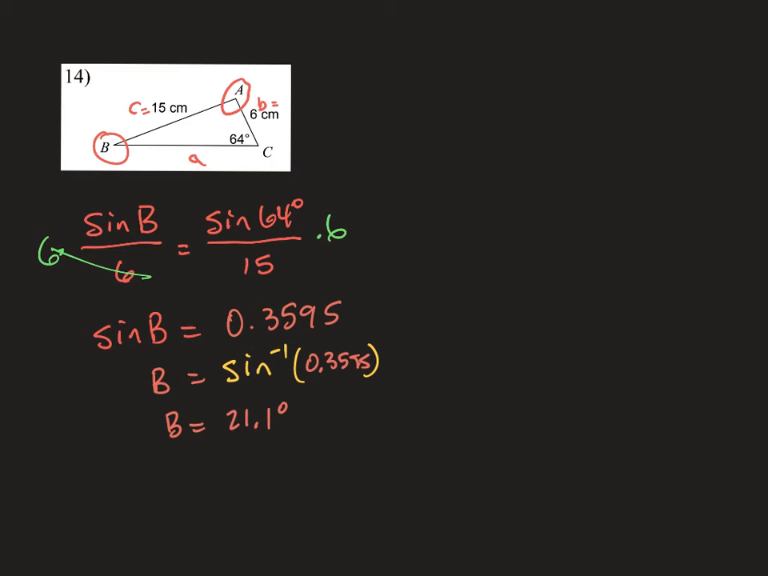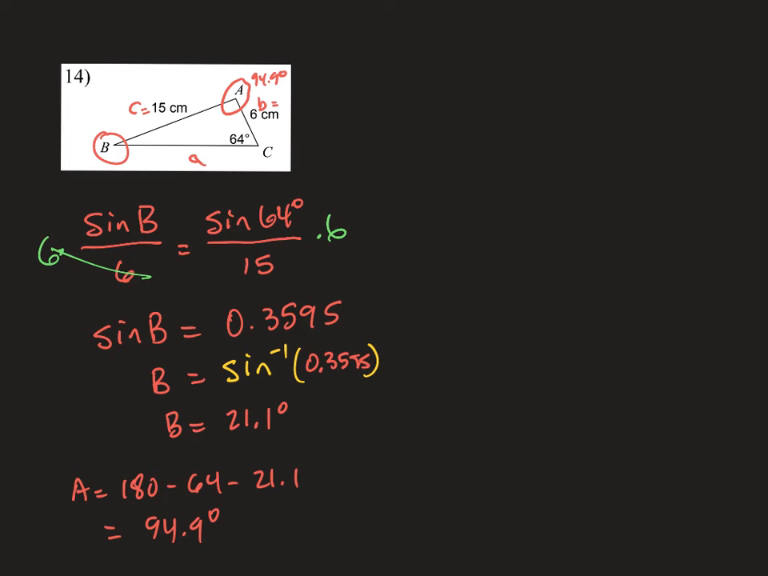And that means to get letter A, I would just do 180 minus 64 minus 21.1. You can crank that out on your calculator, and you get 94.9 degrees for letter A. So this is 94.9 degrees.